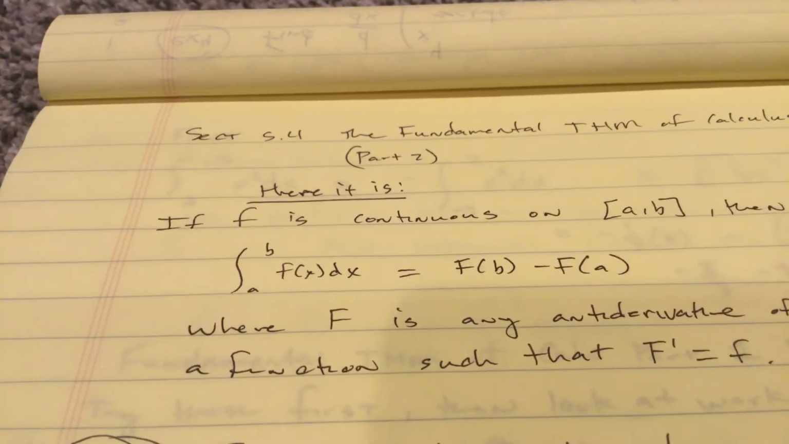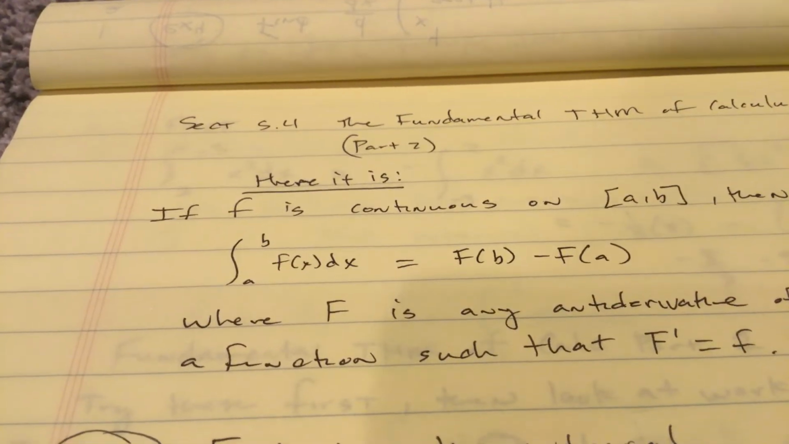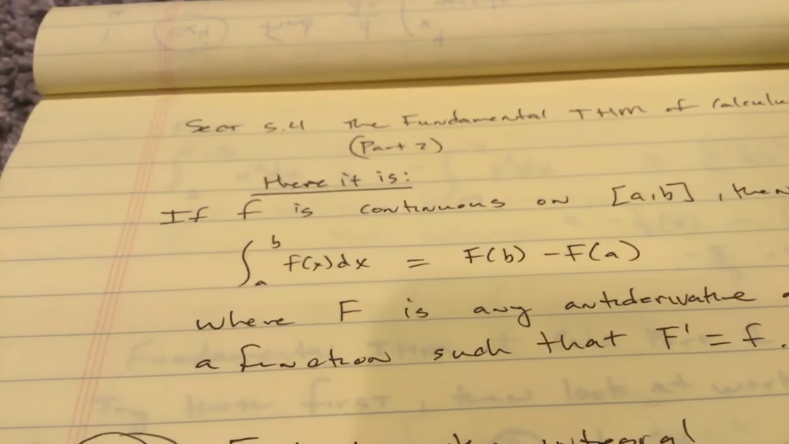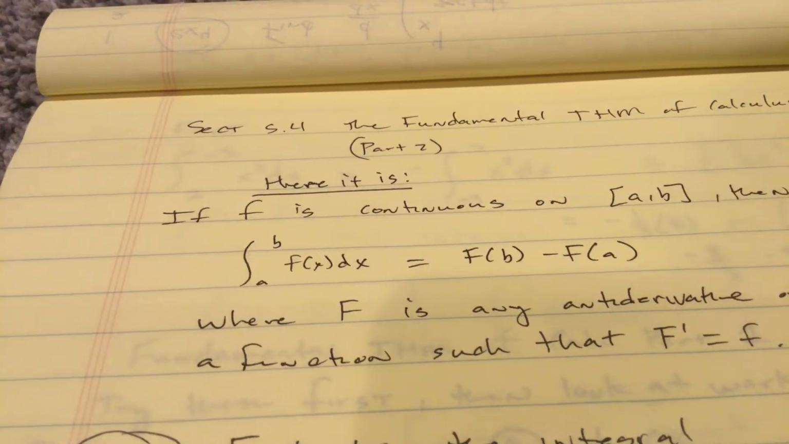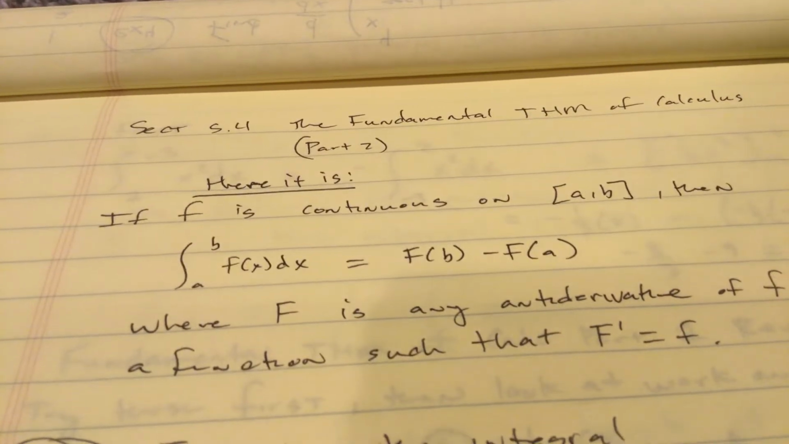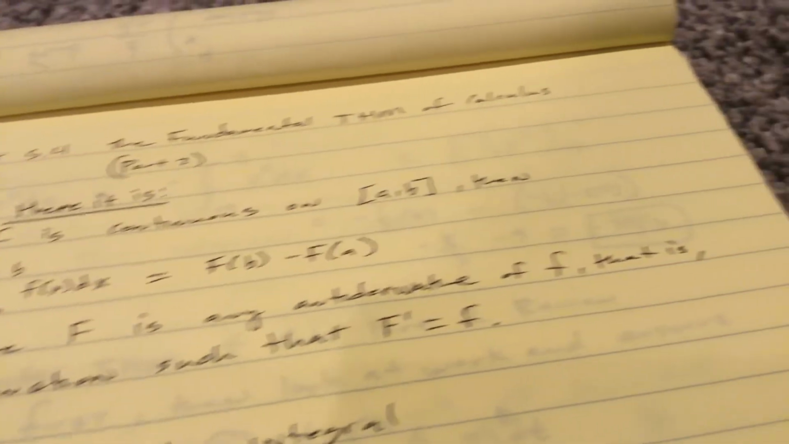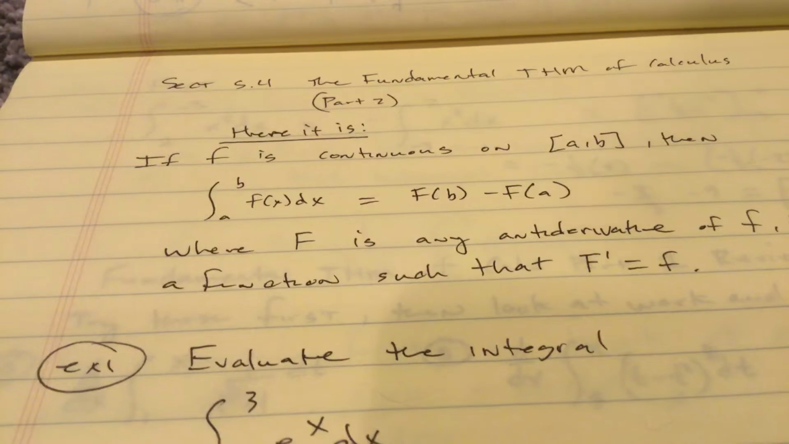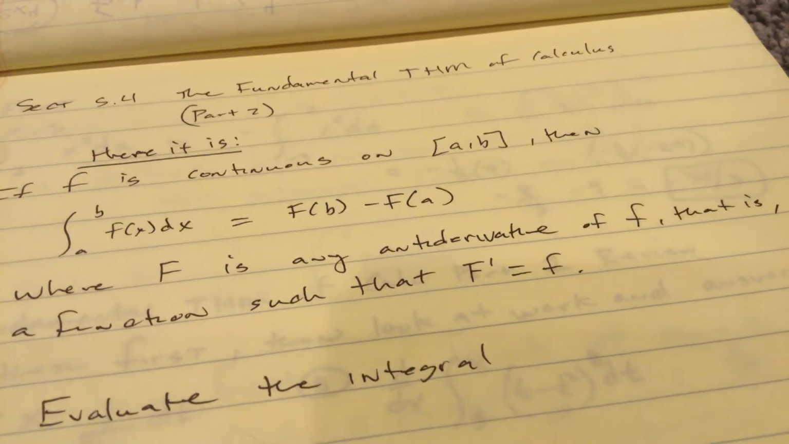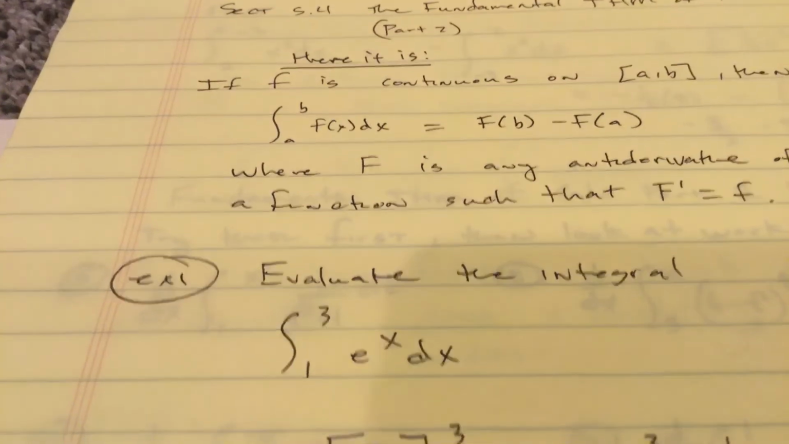All right, write these down in your lovely notes. Here it is. If f is continuous on the interval a to b, then the integral of f of x dx with bounds a to b is simply the antiderivative evaluated at b minus the antiderivative evaluated at a. You already know this, where F is any antiderivative of f, that is, a function such that the derivative of the antiderivative of f is the original function f. Okay, that's literally what we've been doing when we've been doing some basic integration, okay?